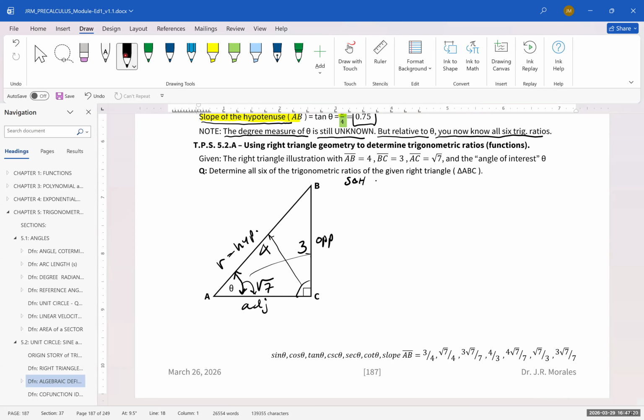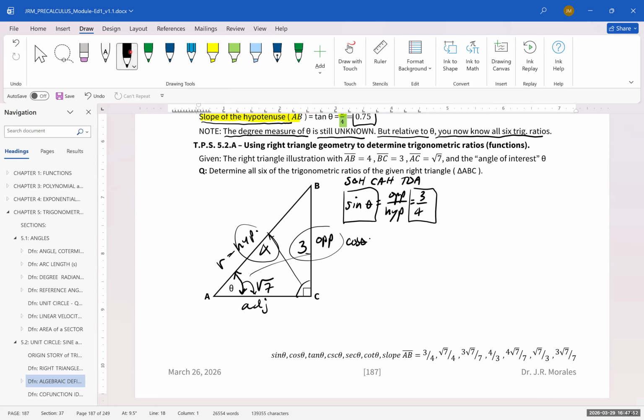We're going to use SOHCAHTOA to start. The sine of our angle of interest is equal to the opposite over the hypotenuse. The opposite is 3, the hypotenuse is 4, so it's 0.75. Let's just leave it as a fraction. So the sine of our angle of interest is 3/4.